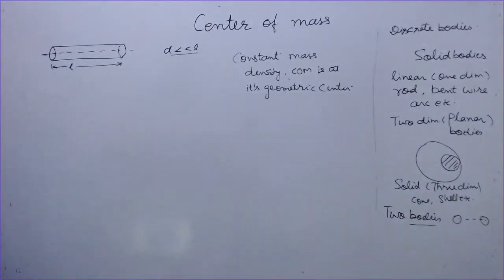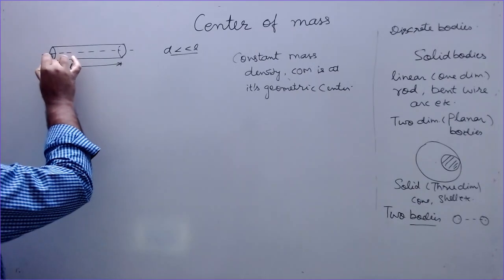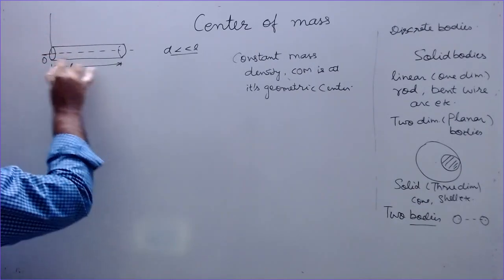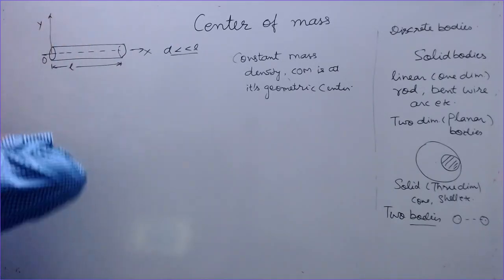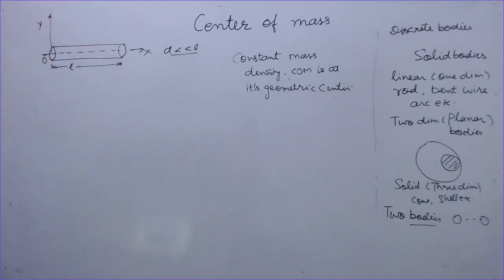But its mass density is variable. Let us assume that its mass density is variable. So it is kept here. Let us take this point as origin, x-axis, y-axis. So it is symmetrical about x-axis. Its center of mass will be varying only in x direction and not in y or z direction.